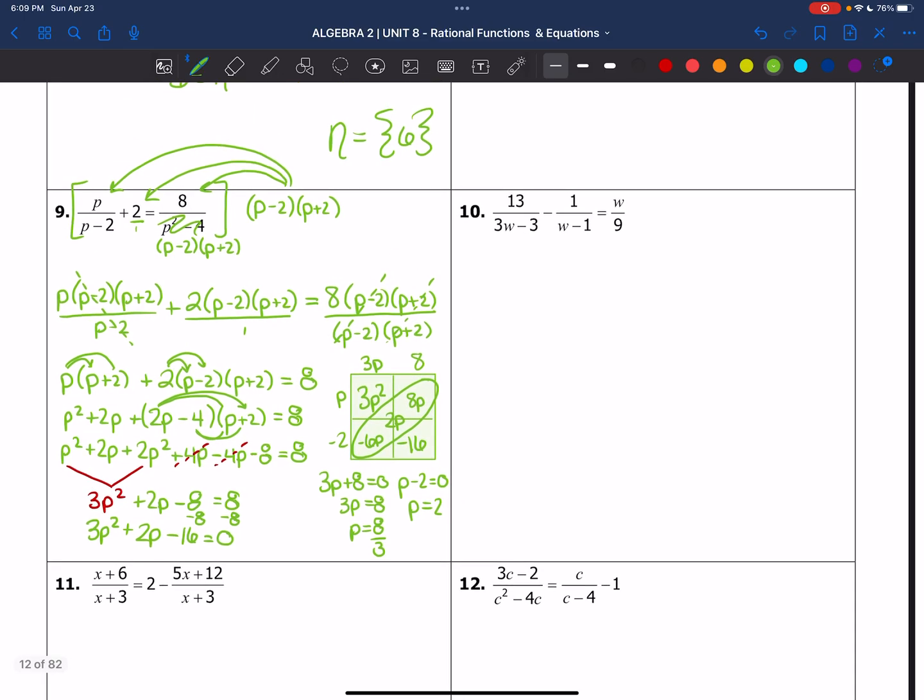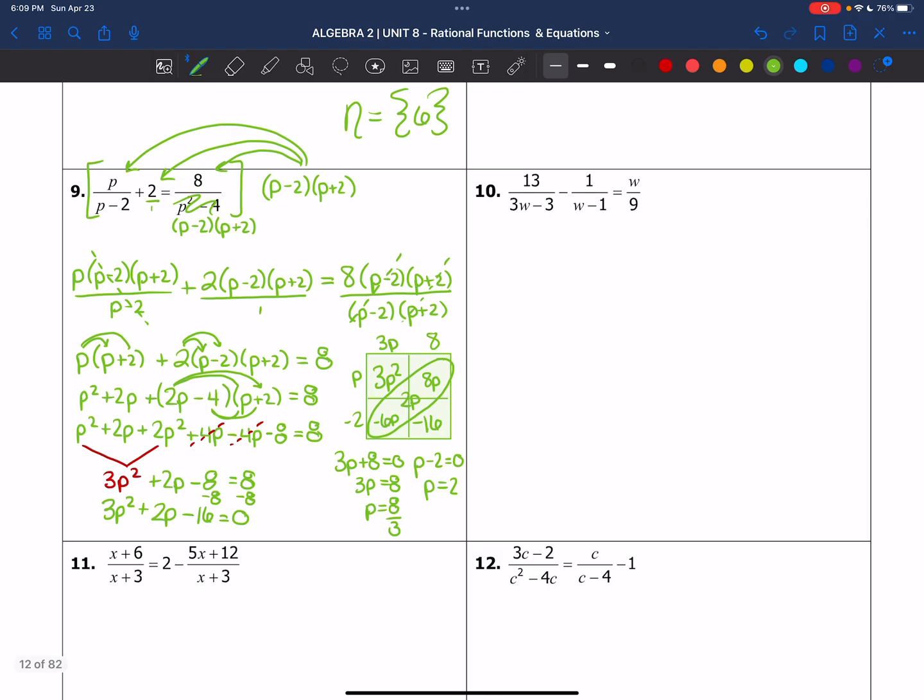So with those two values, we want to go back up and check and see, are those going to make my denominator equal to 0 at any point? Looking at this denominator here, p minus 2, if I actually plugged in a 2 right here, 2 minus 2 would make this 0. So I have just found that this actually cannot be a value. The only value that will be allowed is 8/3, because it will not make our denominator equal to 0. So the only value here that is a solution is 8/3.